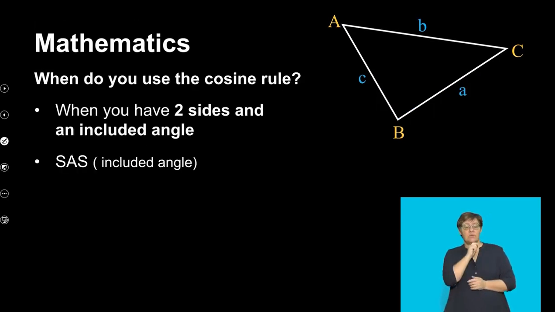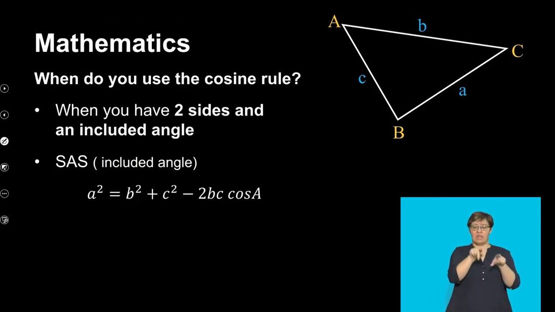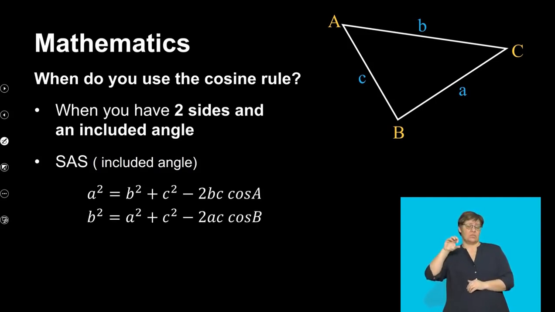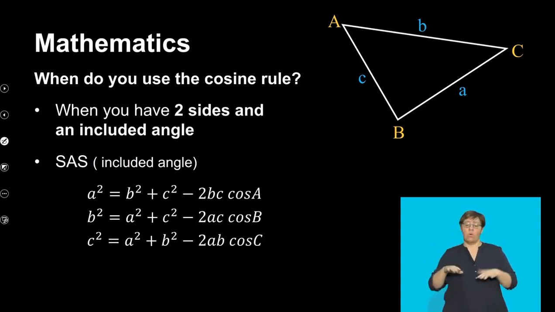And when do you use the cosine rule? When you have two sides and included angle. So what is the cosine rule? A squared is equal to B squared plus C squared minus 2BC cos A. B squared is equal to A squared plus C squared minus 2AC cos B. And can you remember the last version? C squared is equal to A squared plus B squared minus 2AB cos C.